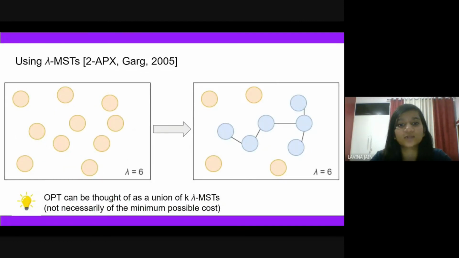To tackle this problem, we utilize the concept of lambda MSTs. Given a graph G, a lambda MST on G is the minimum length subtree of G which contains exactly lambda vertices. We observe that each tree in the optimal solution covers exactly lambda vertices, and hence opt can be thought of as a union of k lambda MSTs, although not necessarily of the minimum possible cost.